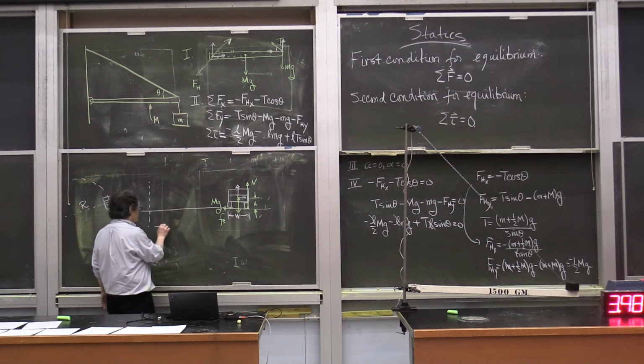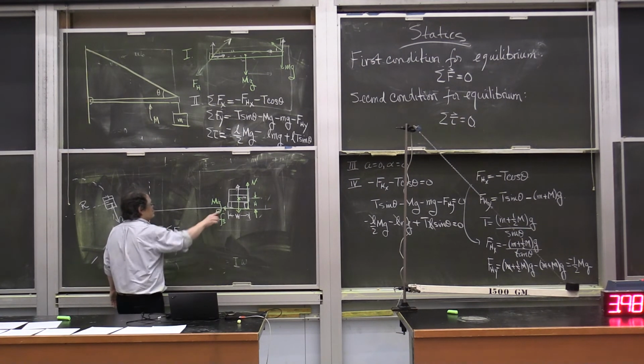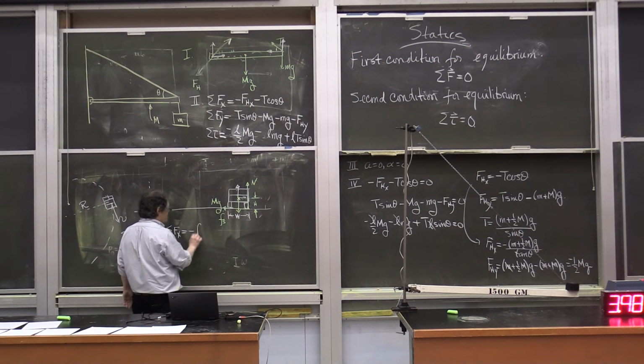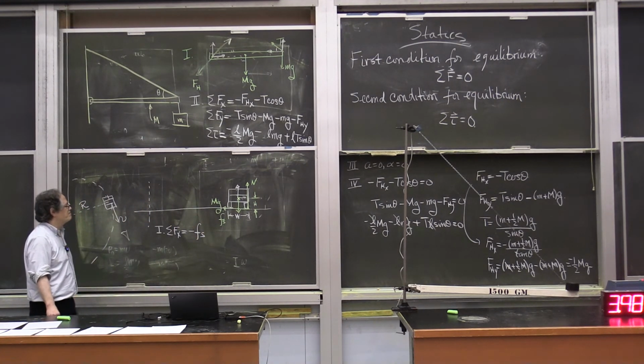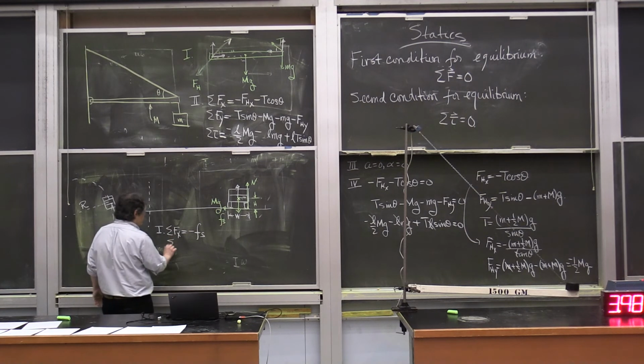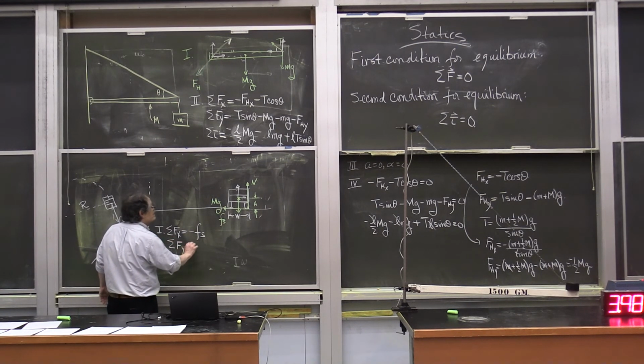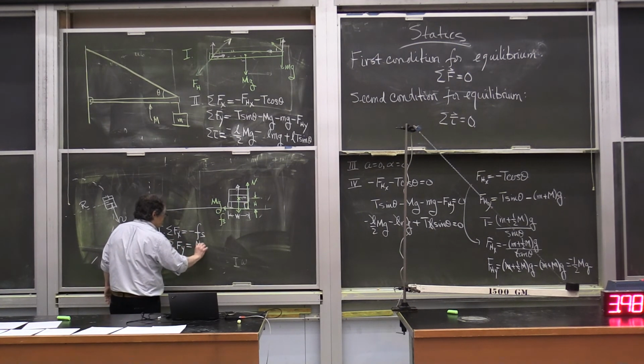So step 1, sum the forces. Along the x direction, there's only static friction. It's pointed in the minus x direction, so it's negative Fs. The sum of forces along y gives me the normal force minus big mg.